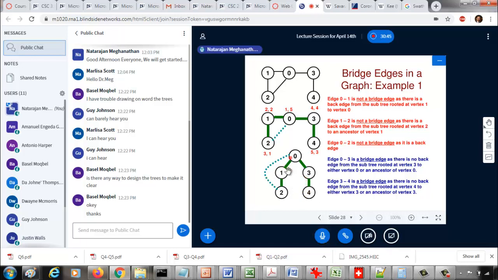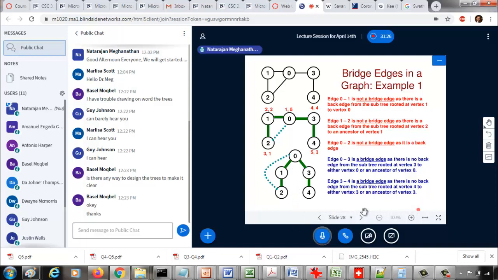Going back to the bridge edge question, if we want to decide whether 0, 1 is a bridge edge or not: 0 is the upstream node, 1 is the downstream node. From the subtree involving 1 and 2, there is a back edge that goes up to 0. Because of that, 0, 1 is not a bridge edge. So in each case you need to tell, as part of an answer, for what reason you call this edge a bridge edge or not. If the edge is not a bridge edge, then you have to tell me because of what back edge the edge is not a bridge edge.